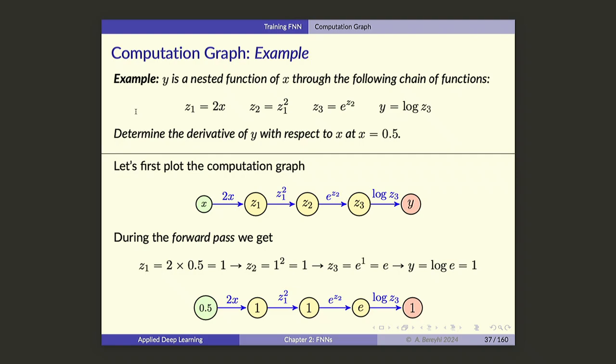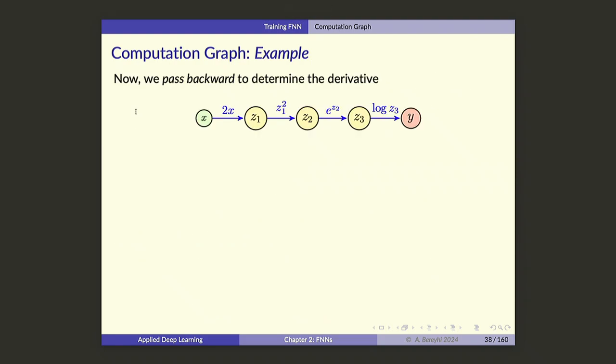Now, if I want to calculate the derivative, what should I do? I should pass backward on this graph, right? So, look at this graph again. These are the functions, right? And if I want to write down these backward guys, can you tell me what they are? For example, what is the backward move from y to z3? Can you tell me? What is the derivative of the log function? It is 1 over the argument, right?